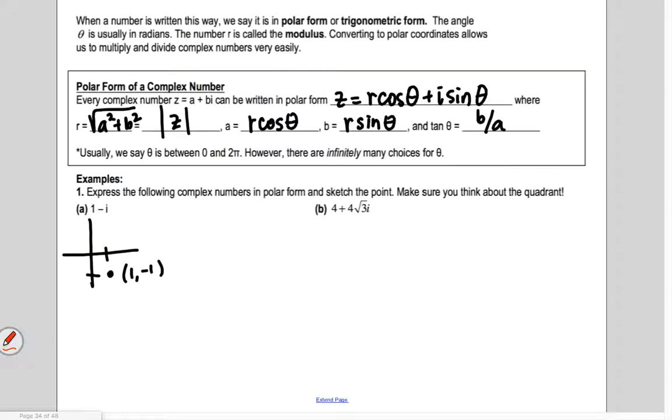Okay, this is not a bad one. You guys could probably do this without even using a calculator. Do you guys see it? Yeah, it's 315 degrees, right? So theta is equal to 315 degrees, or if you wanted it in radians, it'd be 7 pi over 4. All right, and then our r is going to be the square root of 1 squared plus negative 1 squared, which is the square root of 2.